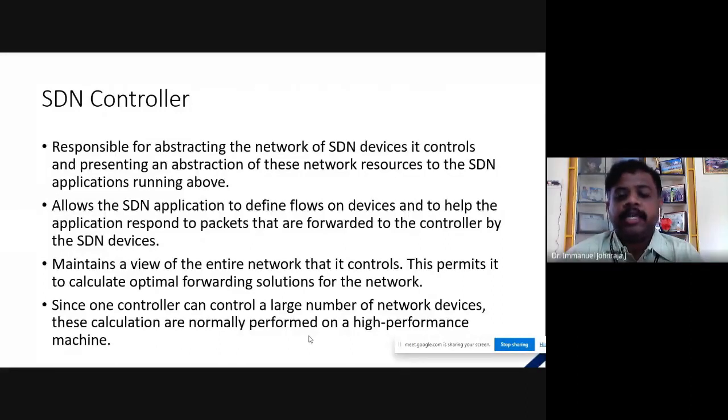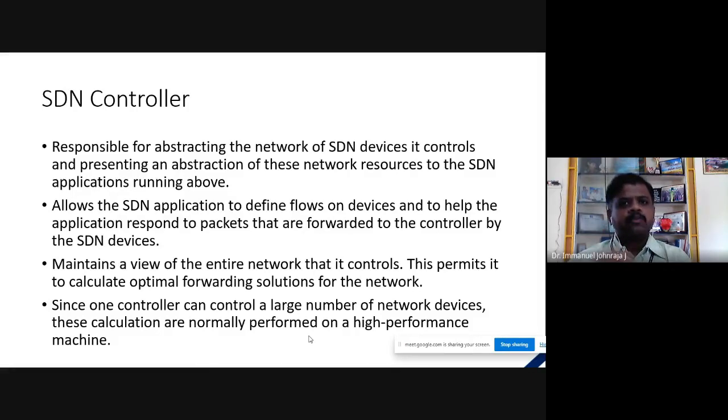Third, as I mentioned, it maintains a view of the entire network it controls. So what's the advantage? This permits the SDN controller to calculate the optimal forwarding solution. That is very crucial in SDN as compared to your traditional network. In a traditional network, you don't have such a view, though you have link state routing protocols, which are capable of getting the entire topology view. They all depend on somebody else to give the information. But in SDN, because it has the entire view of the network it is controlling, it can go for the optimal routing solution. The biggest advantage of having SDN.